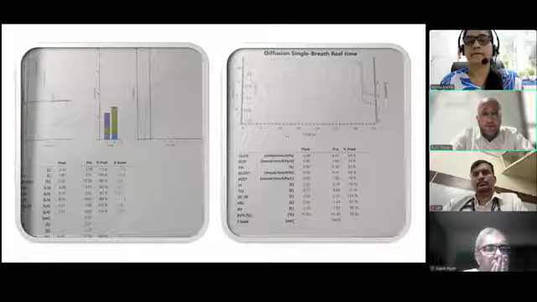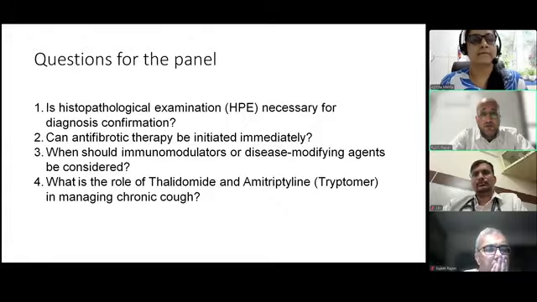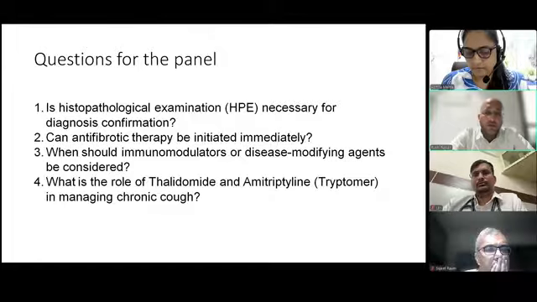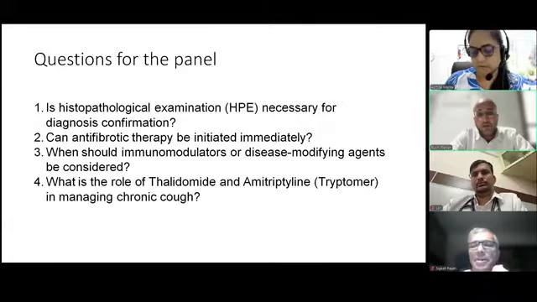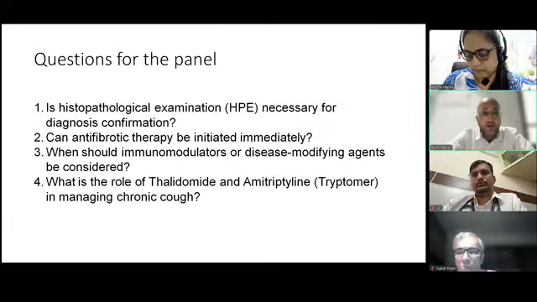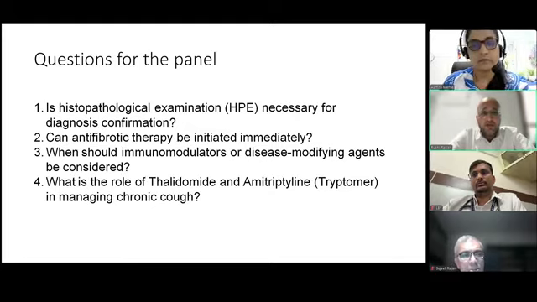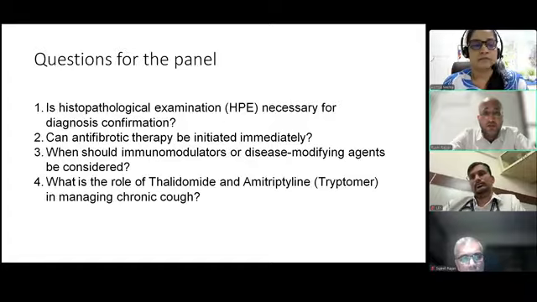My question for the panel is that I was not sure whether it is a probable UIP. As the patient is an 82-year-old female working in a temple, in that scenario, is HP necessary for diagnosis confirmation, or should I start directly on antifibrotic therapy? And when should I consider an immunomodulator or disease-modifying agent? She also had a dry cough, so what is the role of thalidomide and amitriptyline in managing chronic cough?